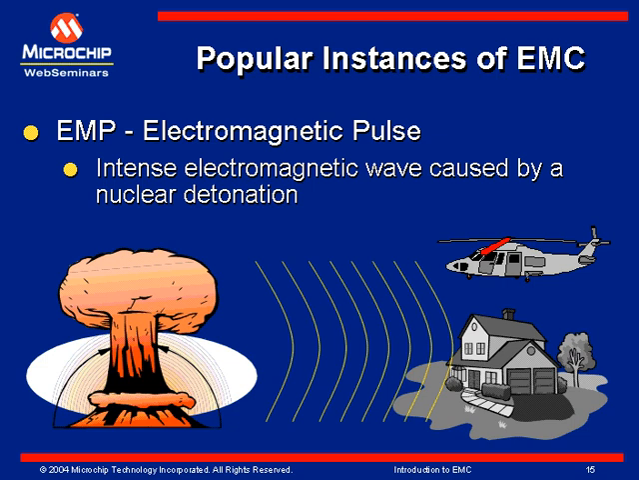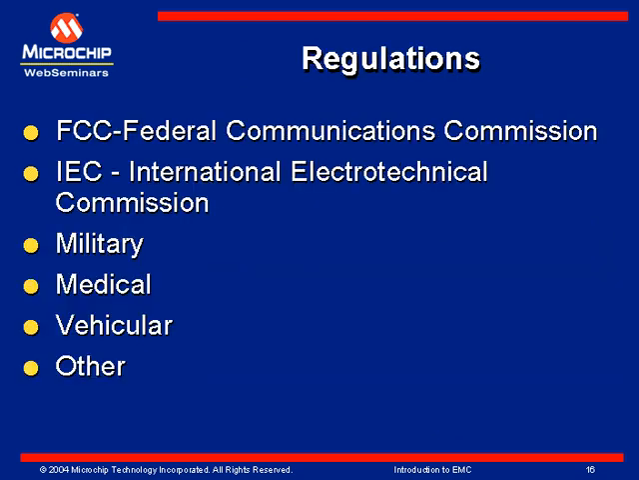I have one more. The next one is an electromagnetic pulse. When there is a nuclear bomb explosion, it's a huge electromagnetic effect, and that can also have a devastating effect. And that's all part of EMC, or electromagnetic compatibility. Definitely we will not discuss anything about EMP in this class. We have looked at some popular instances of EMC. Now let us look at some of the regulations that define or drive various requirements for those instances.